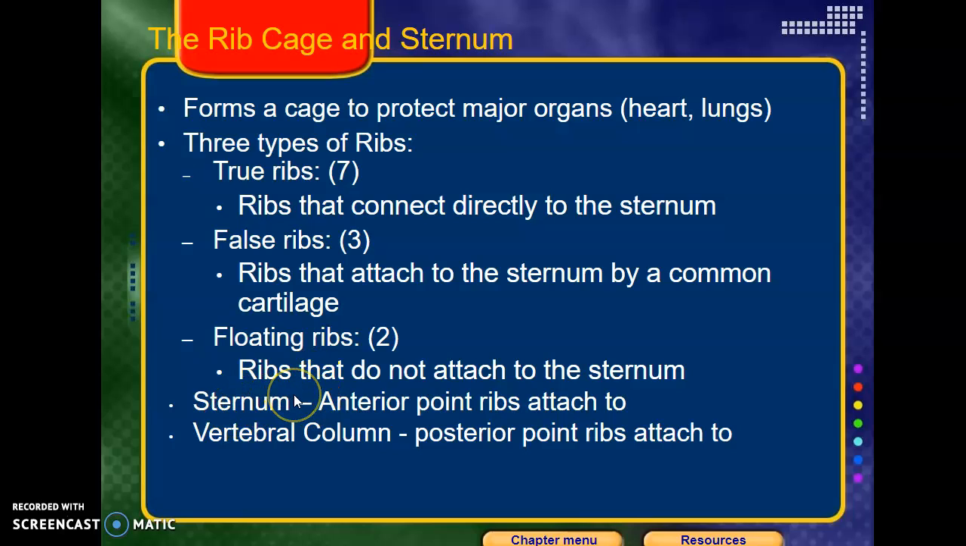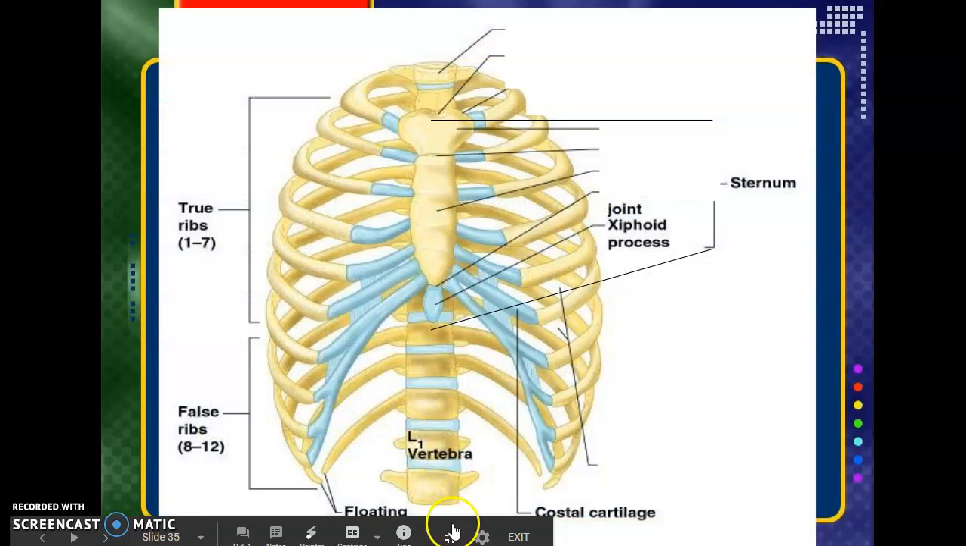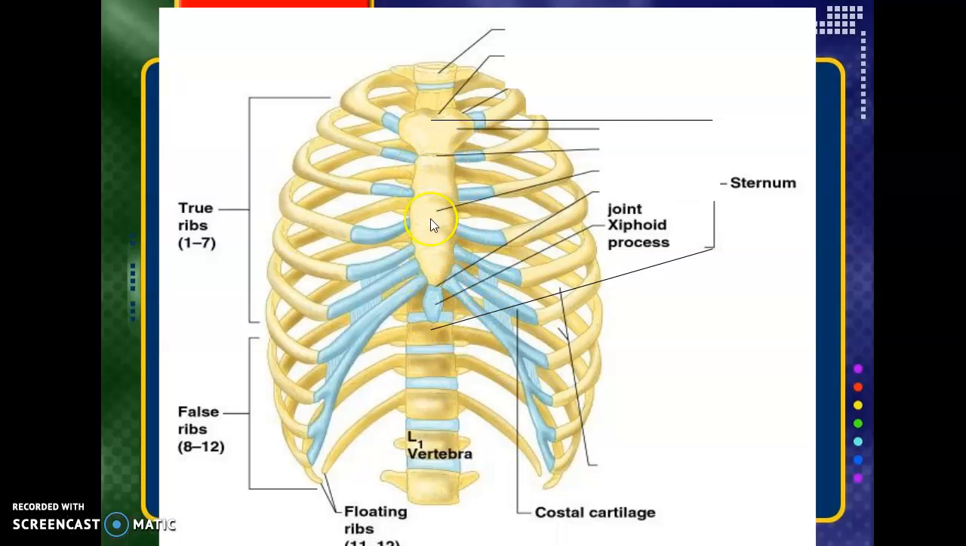The sternum is in the anterior, the front, where the ribs attach, and the vertebral column, the column that protects the spinal cord, is where the ribs attach in the back. So here's the way to look at it. Here's the vertebral column, where the ribs attach on the back. Here's your sternum, where the ribs attach in the front. And these are your true ribs. 1, 2, 3, 4, 5, 6, 7, coming right here, all the way back up to the sternum.